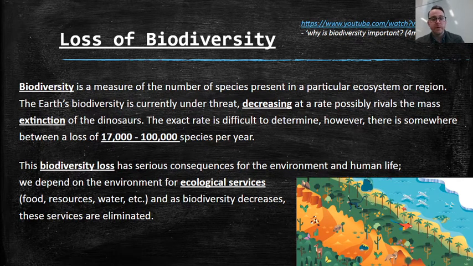The Earth's biodiversity is currently under threat, so it's decreasing at a rate that possibly rivals the mass extinction of the dinosaurs. The exact rate is difficult to determine. However, there is somewhere between a loss of 17,000 to 100,000 species of wildlife per year, which is a ridiculous number. So that's how many different species, different types of animals are dying each year. This biodiversity loss has serious consequences for the environment and for human life.